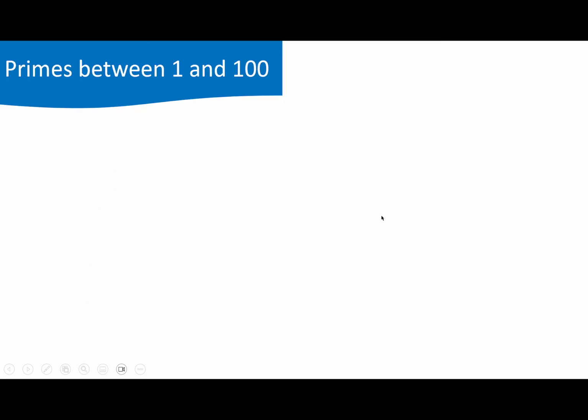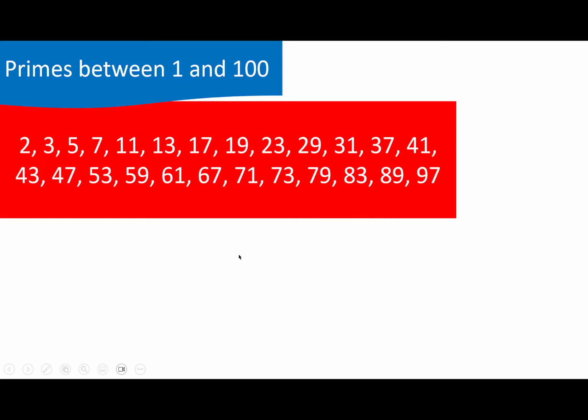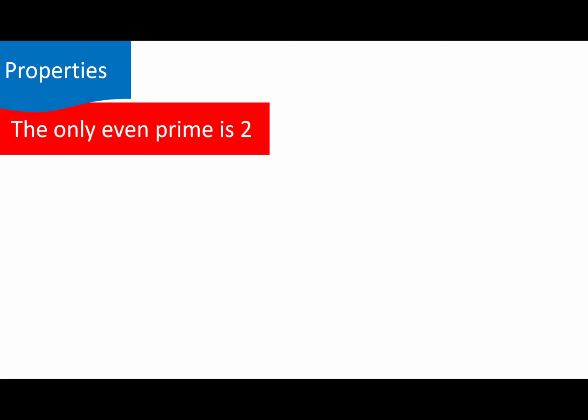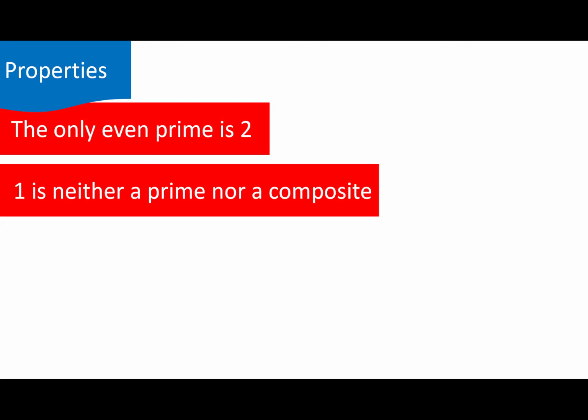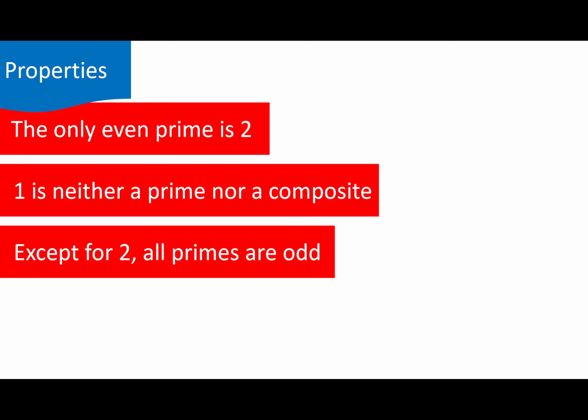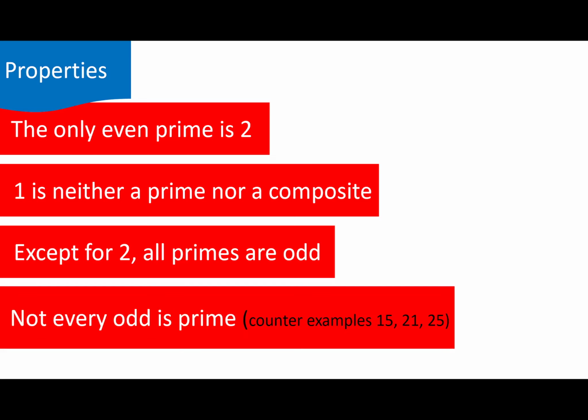Primes between 1 and 100. Here are the 25 primes between 1 and 100. Properties. The only even prime is 2. 1 is neither a prime nor a composite. Except for 2, all primes are odd. Not every odd number is prime.